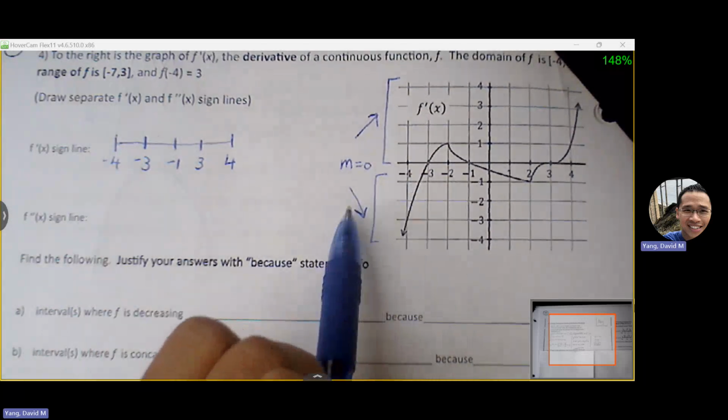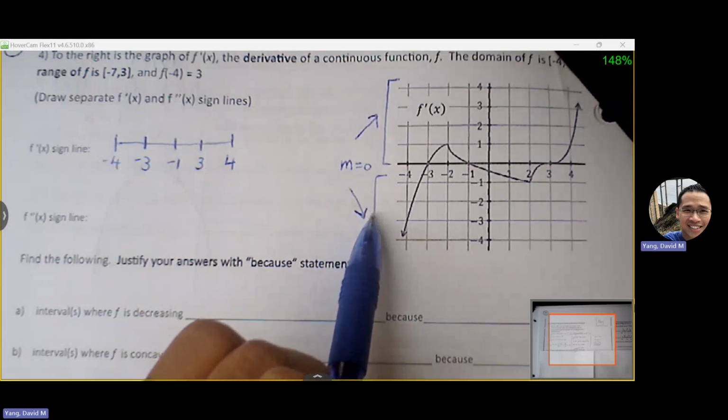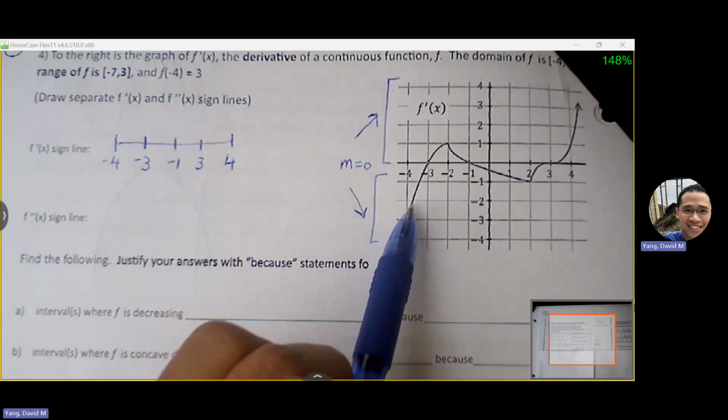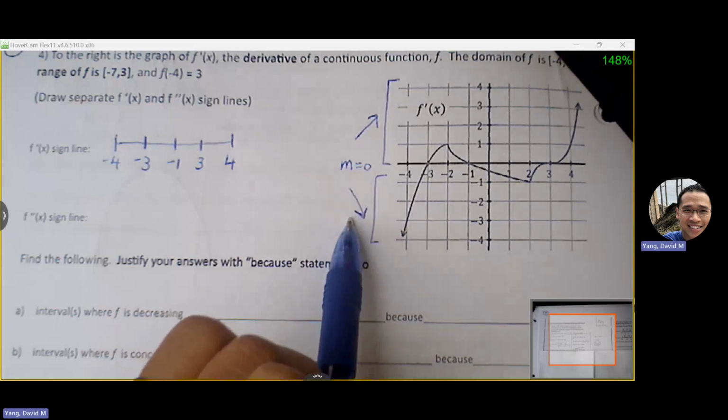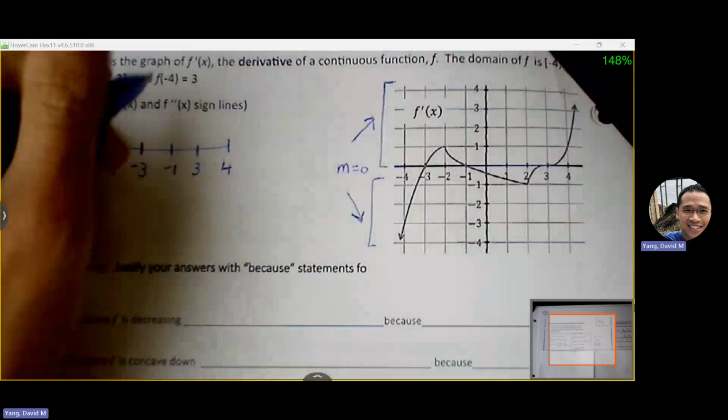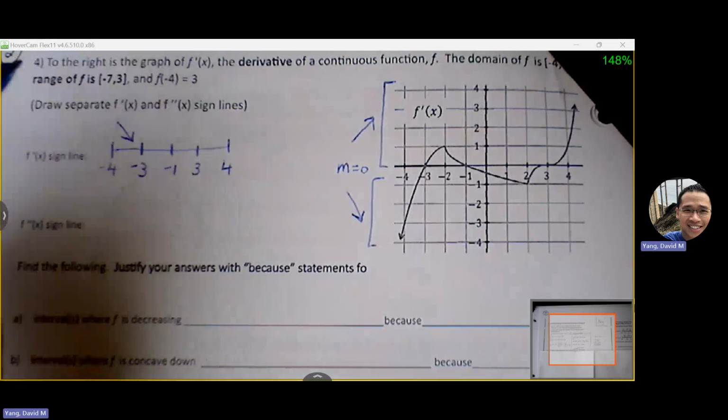So between -4 and -3, clearly we see that's in the negative region here. It is rising, but that's something else. Okay, we'll deal with the concavity later. But right now, just look at the location. It's clearly below the x-axis, so that's going to translate to negative slope.